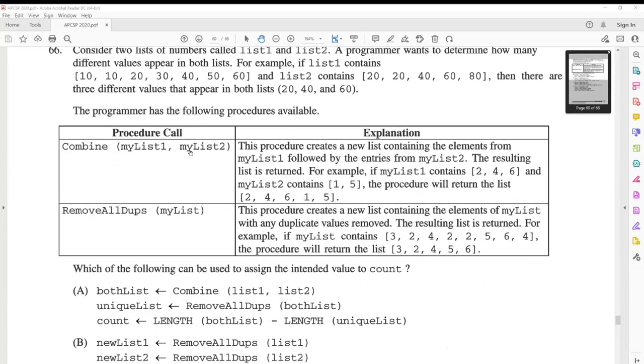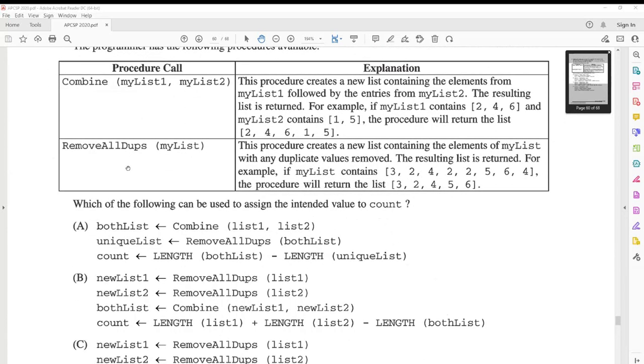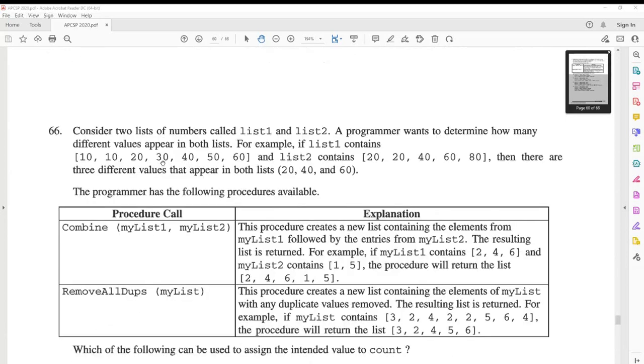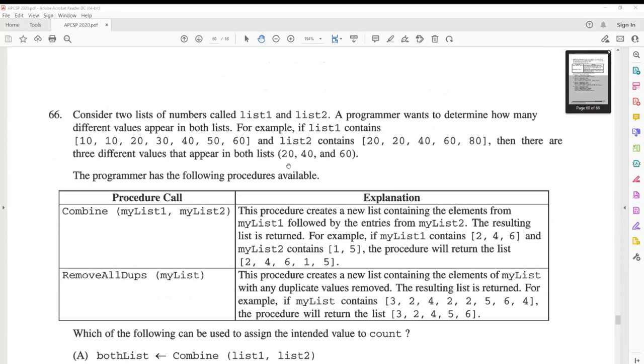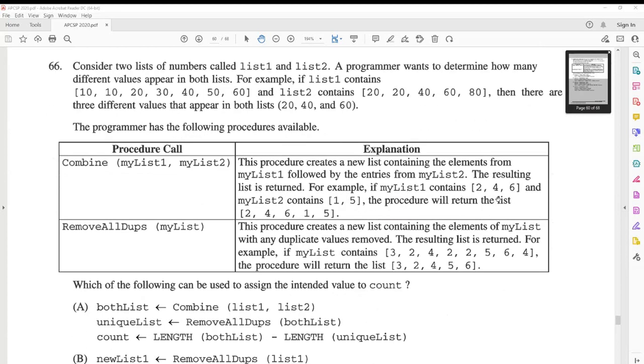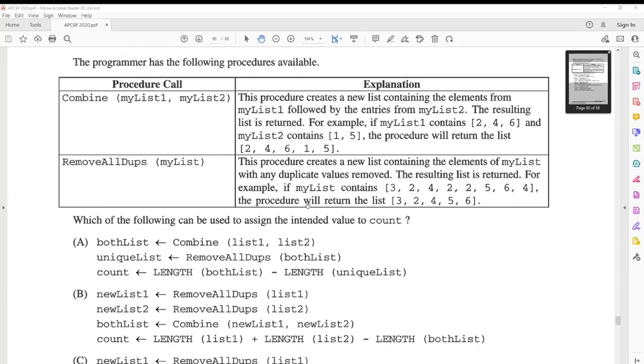Number 66, we have to combine and remove all duplicates. So now consider list 1 and list 2. You combine the two together. Say you have 2, 4, 6 and 1, 5, you combine them as this. So it's a concatenation. And then when we remove duplicates, you keep a single copy of each one.